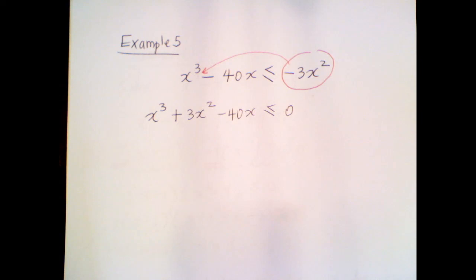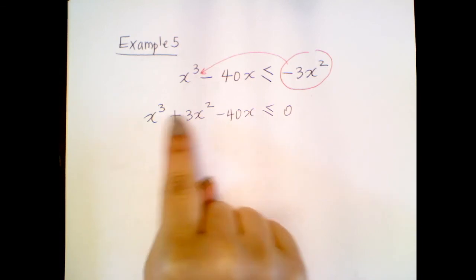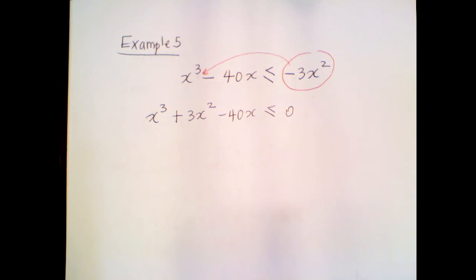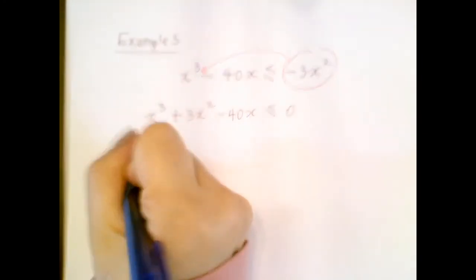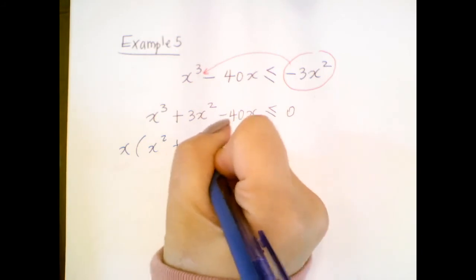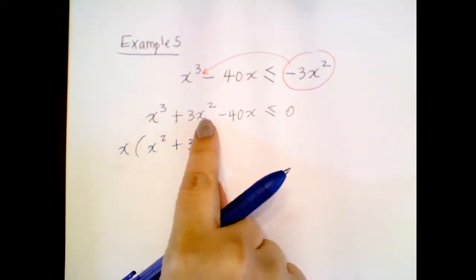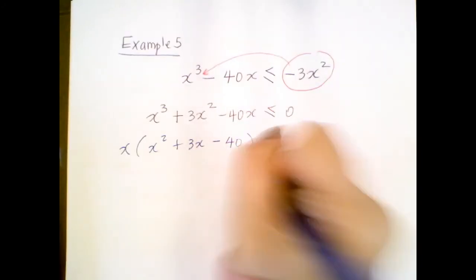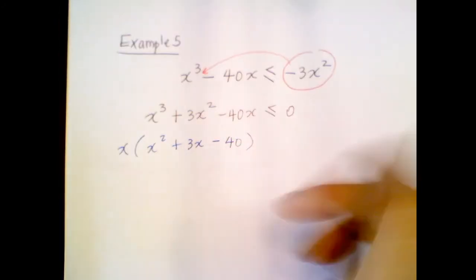Okay. So that's my little moving that I started first. And then take a look. What do they all have in common? X cubed, x squared, and x. They all have x in common, don't they? So factor out that x. Write the x in front of it. X squared plus 3x. Everyone will lose one of their x's inside. Minus 40. Close the parenthesis. And that's still less than or equal to 0.